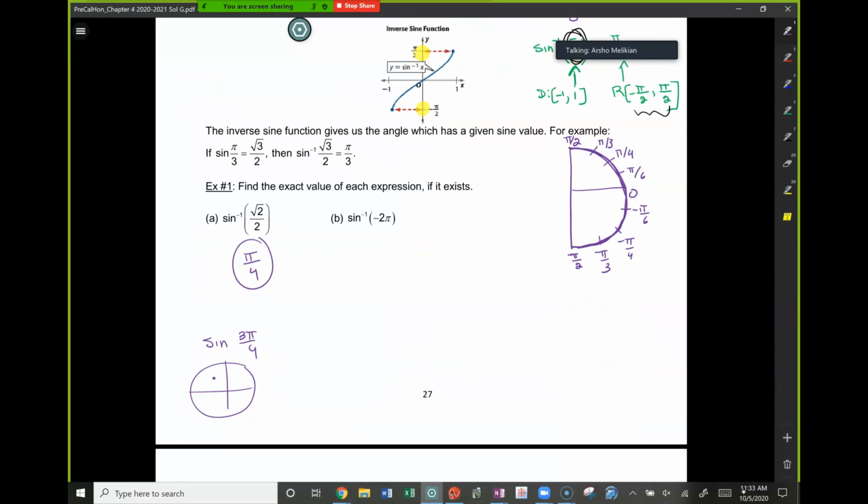And then here, when does sine equal negative 2 pi? Now that's a trick question. Because remember what we said? The number in here can only be from negative 1 to 1. How much is negative 2 pi? It's negative 6.28. It's out of the domain. Not possible. Okay?